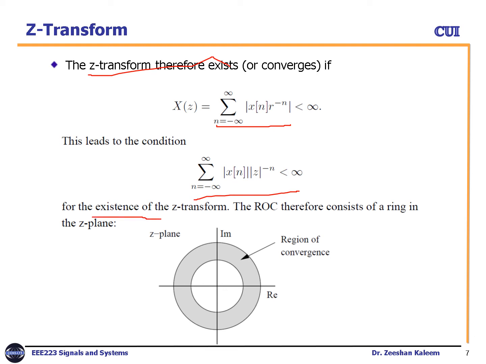So for the existence of the Z transform, the region of convergence consists of a ring in the z plane. The region of convergence can lie on this side, or it can lie on this side, or inside. It depends on the exact value. But from here we can notice that it always lies inside a ring around the unit circle.